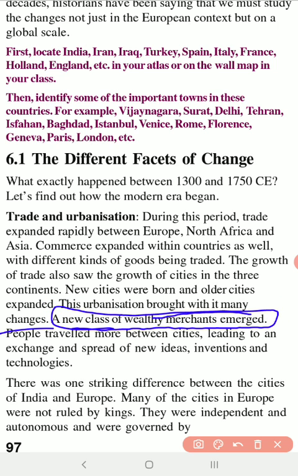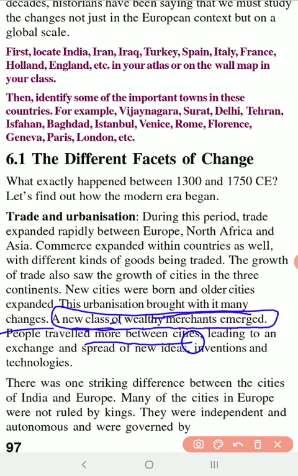So here, a very important thing that we have in this urbanization is the new class, that is the middle class. The new class of wealthy merchants, usually people who are involved in business. Okay, so in trade, they are wealthy. They are rich people, and therefore this new class of wealthy merchants emerged because of trade, because of commerce and so on, right?